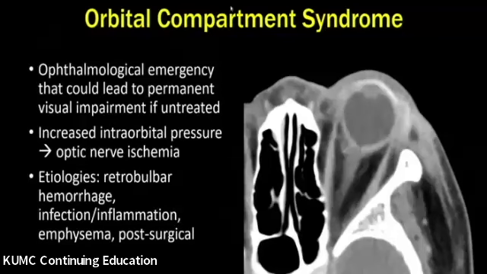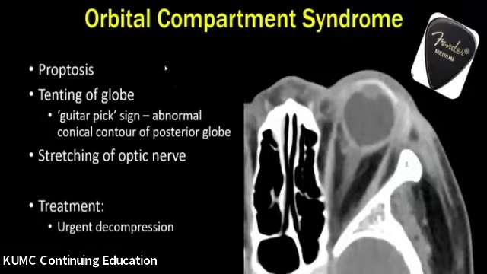So this is a case of orbital compartment syndrome. It is an emergent finding that could lead to permanent visual impairment if untreated due to the increased intraorbital pressure and optic nerve ischemia. It can be seen in the post-traumatic setting, as Dr. Werth mentioned. In our case, it was a case of idiopathic orbital inflammation post-biopsy. So again, the patient's imaging findings will be proptosis. We're going to see tenting of the globe or the guitar pick sign, so that abnormal conical contour of the posterior globe and stretching of the optic nerve. Treatment, of course, is going to be urgent decompression with lateral canthotomy.